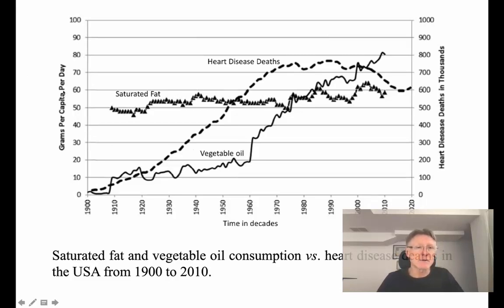In other words, how much fat, in this particular case saturated fat and vegetable oils, was consumed from early on in 1900, so the beginning of the 20th century, all the way up to now, pretty much close to the current time that we are living in. And then this is time in decades on the x-axis, and on the right side here we have heart disease deaths in thousands of people.